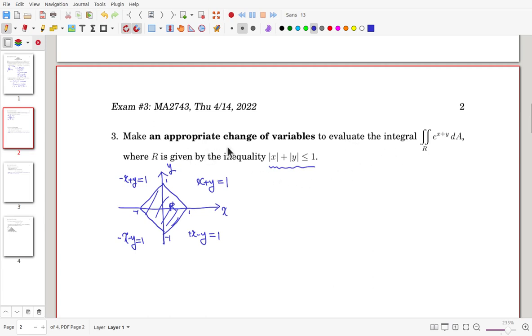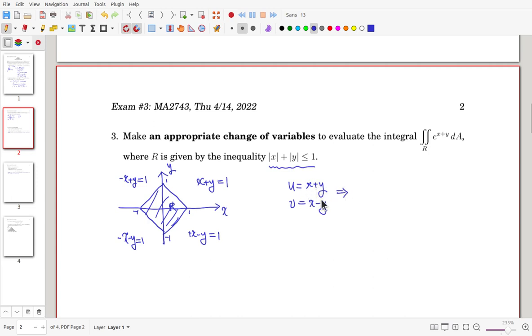Now we have to introduce the appropriate change of variable. Now we can introduce, for example, since it also has x plus y, u equals x plus y. Also here we have x plus y, that is x plus y is equal 1, and x plus y is minus 1, right? And the other one is x minus y, so v is x minus y. Let's try to consider that, right?